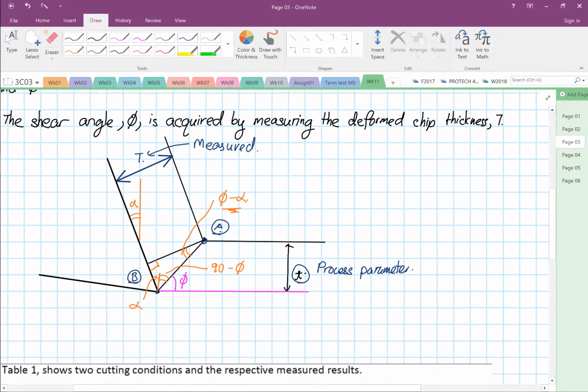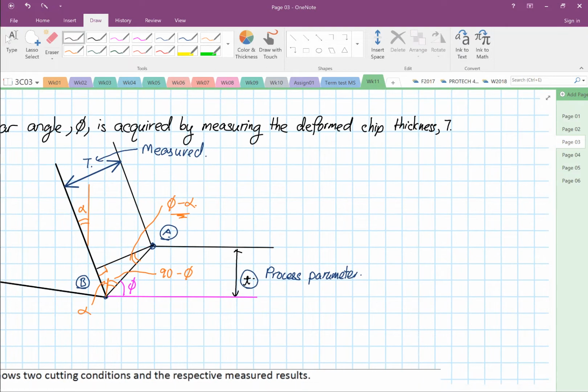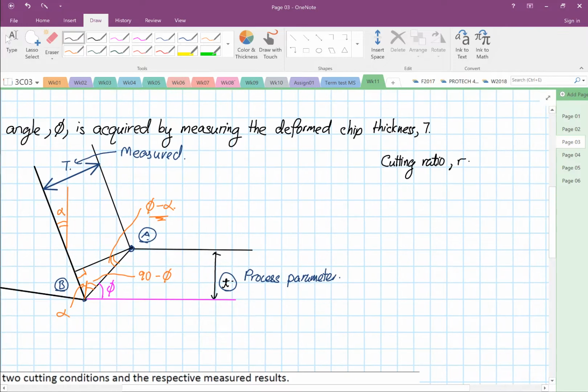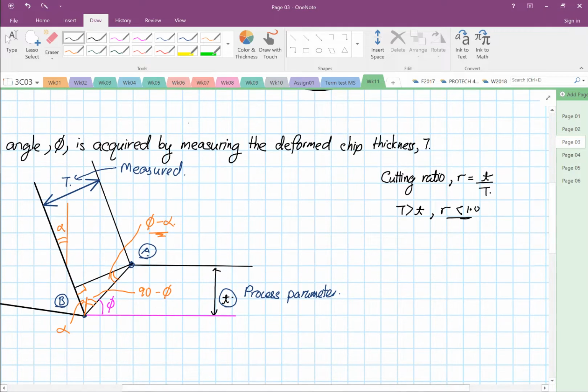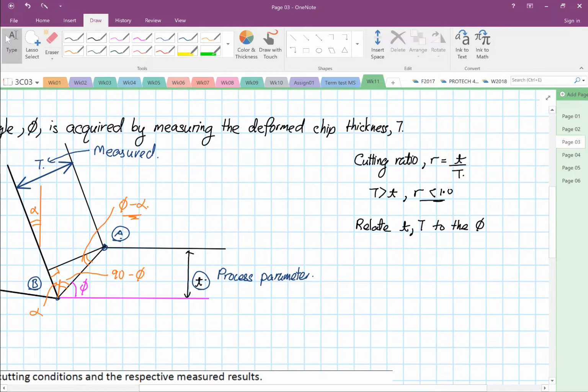So remember what I taught you earlier, that cutting ratio, which is small r, is equal to small t over big T. And as I like to recall for you, big T will always be greater than small t, and so forth. Therefore our cutting ratio will be less than 1. So this is a good thing to remember. So let's relate small t and big T to the shear angle phi. As I said, big T is of course measured experimentally.